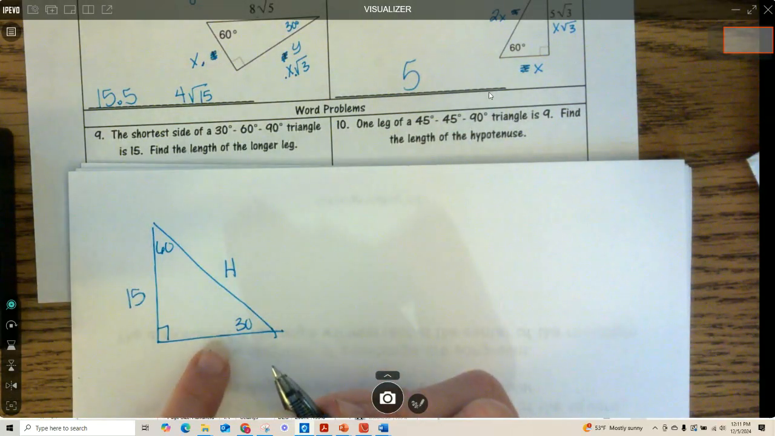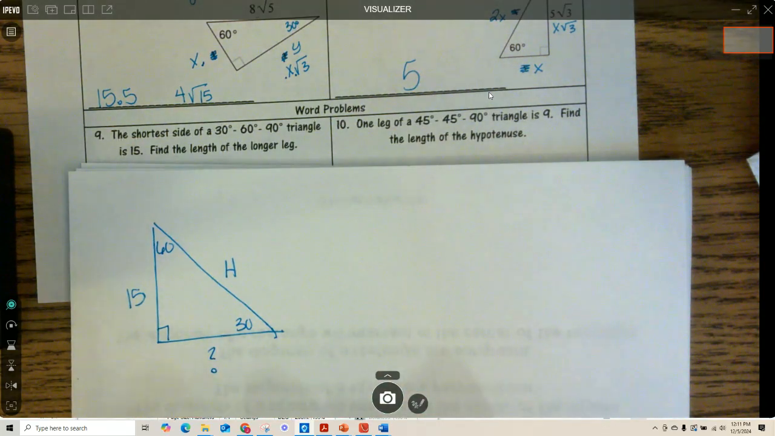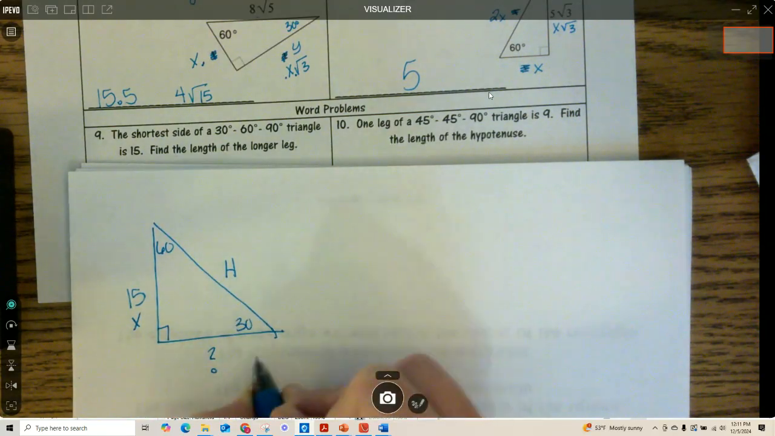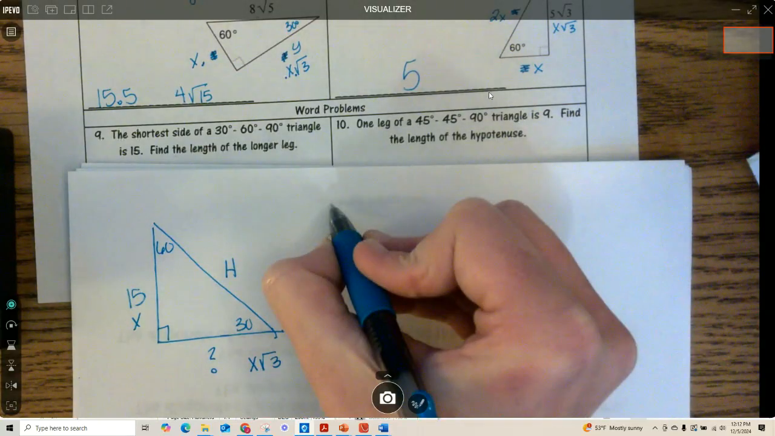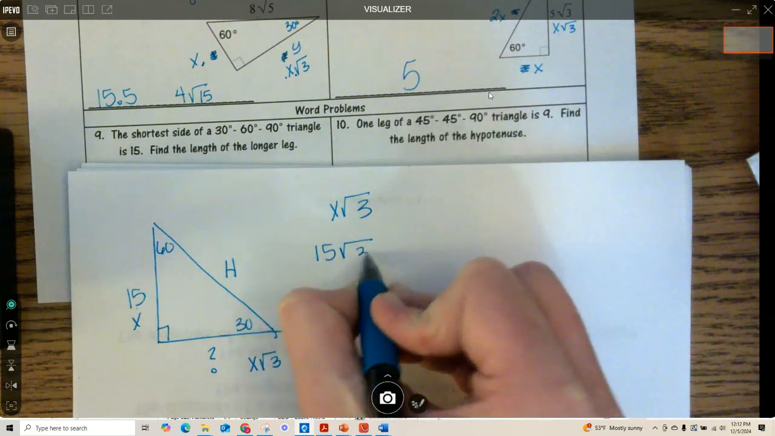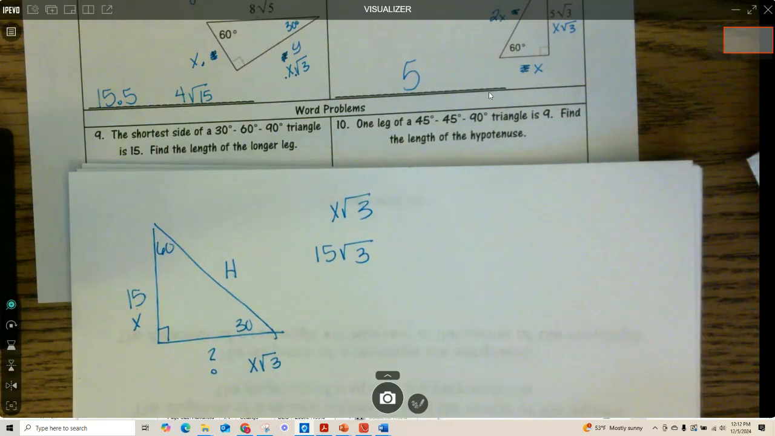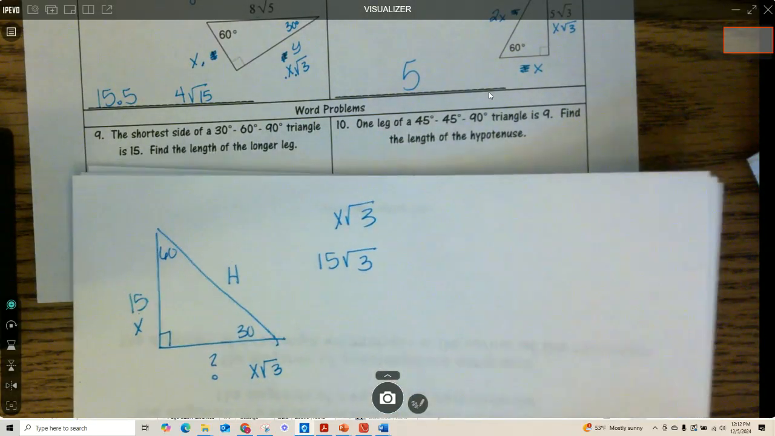Find the length of the longer leg. So here's what we're looking for. So in a 30, 60, 90, the short leg is x. The longer leg is x times the square root of 3. I know what x is. X is 15. And that's it. That one's done. There's nothing to simplify. It's good just like that. I know you're looking at it and go, wait, but 3 is a multiple of 15. Inside and outside the radical are two different things.